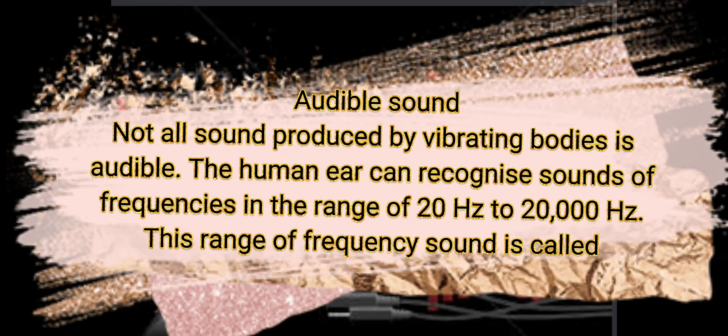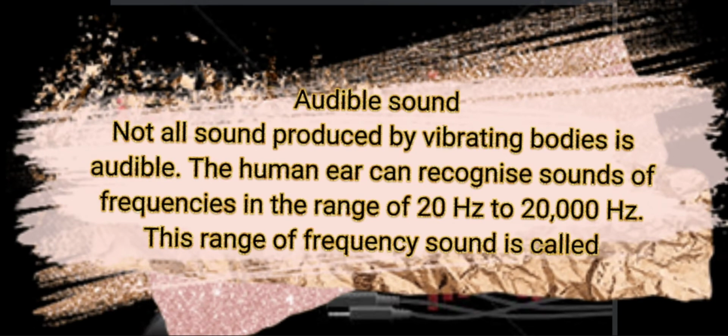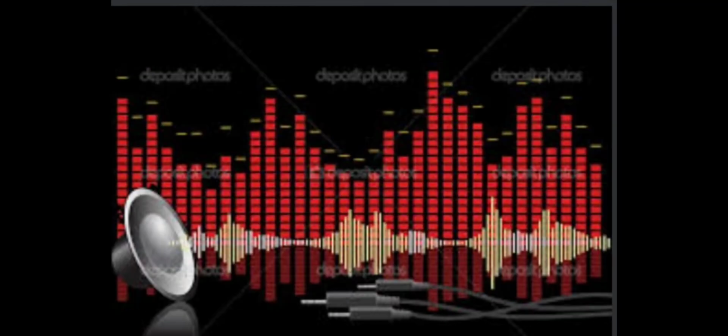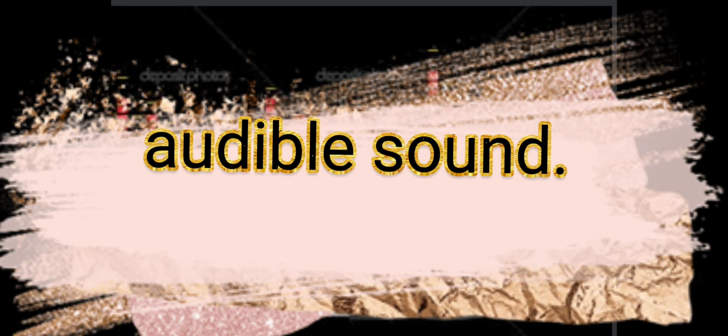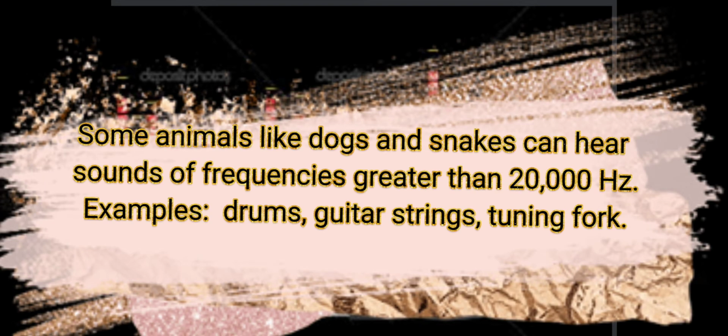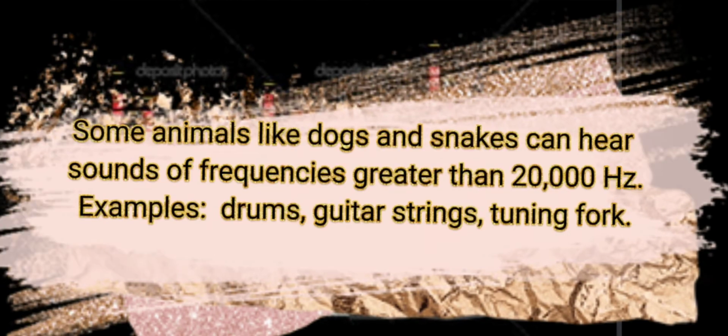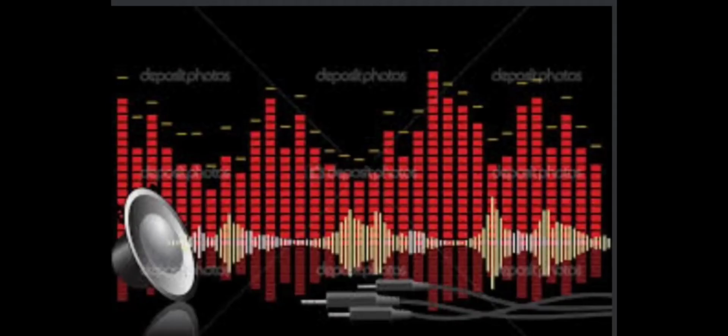The audible sounds. Not all sounds produced by vibrating bodies are audible. The human ear can recognize sounds of frequencies in the range of 20 Hz to 20,000 Hz. This range of frequency sounds is called the audible sound. Some animals like dogs and snakes can hear sounds of frequencies greater than 20,000 Hz. Examples, drums, guitar string, and tuning fork.